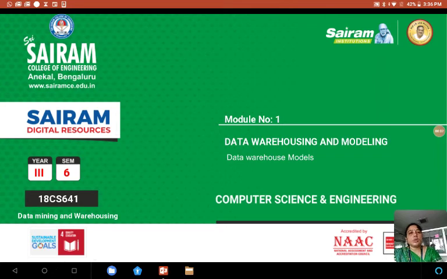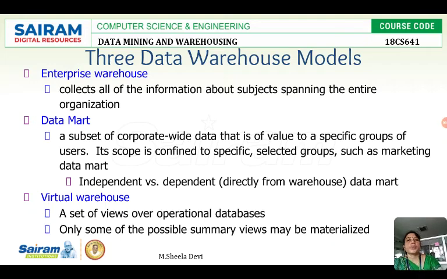In this video we are going to see data warehouse models. In the last 2-3 videos we have seen what is data warehousing and the architecture of data warehousing, the multi-tier architecture. Now we'll see the three different data warehouse models. The first one is the enterprise warehouse.